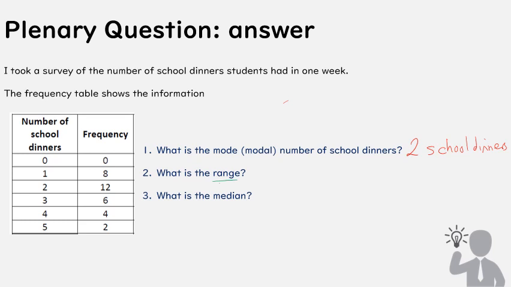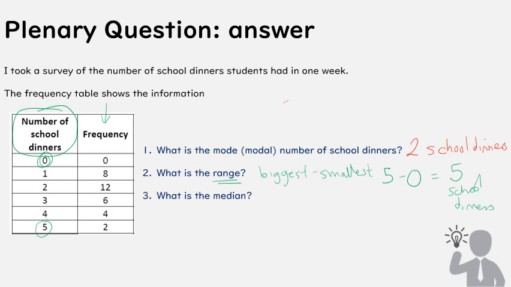Next one, what about the range? Range is biggest, take away the smallest. But don't forget, we're looking at school dinners, so I'm not looking at frequency, I'm looking at the possible number of school dinners I could have. The most school dinners a week I could have is 5, and the smallest number of school dinners I could have is 0. So the range is 5, but putting it into context, 5 school dinners.